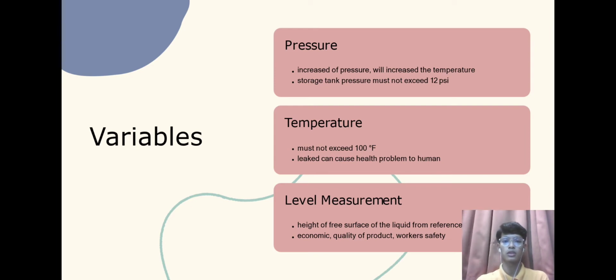Secondly, temperature. The storage tank must not exceed 100 degrees Fahrenheit in order to store hydrochloric acid safely. If there is leakage, high temperature hydrochloric acid will release fumes that can cause health problems to humans. Lastly, level measurement. Level measurement is the height of the free surface of the liquid from a reference. The benefits of level measurement help in the economic quality of hydrochloric acid and also worker safety.